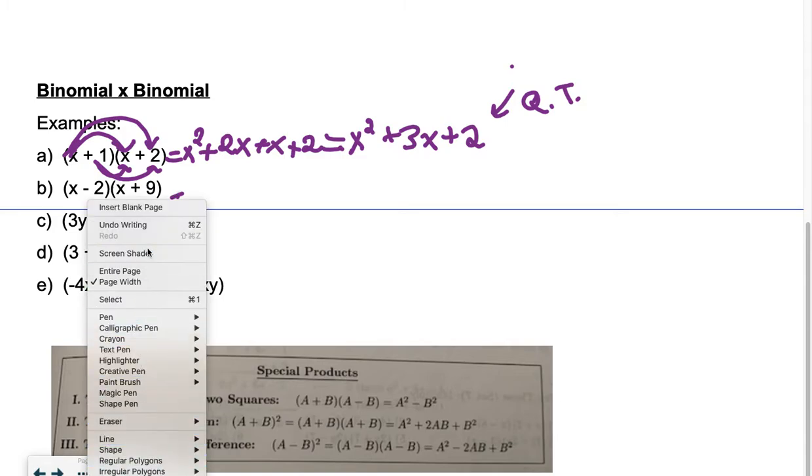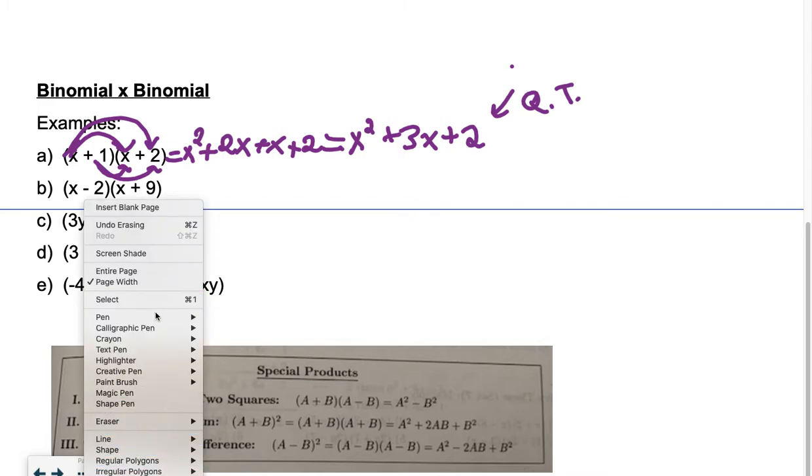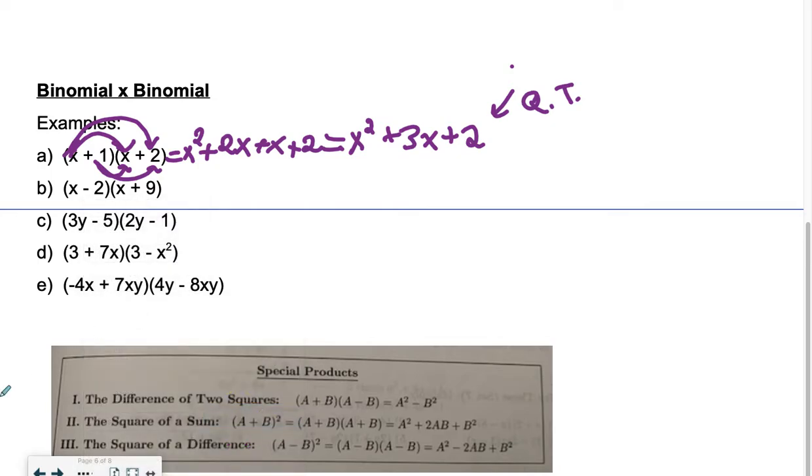In the next example, and I just want to get rid of this stray mark before I start, we're going to do the exact same process. So first term in the binomial is x, so it's going to be x times x, which is x squared. x times 9, which is 9x. Negative 2 times x, which is negative 2x. And negative 2 times 9, which is negative 18.